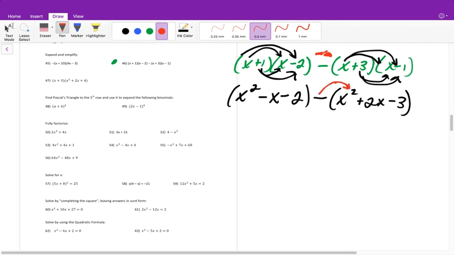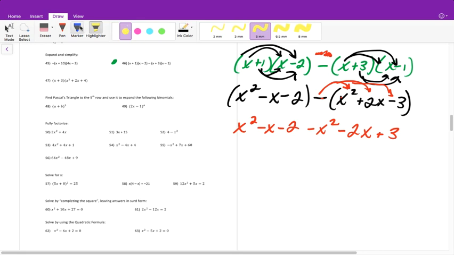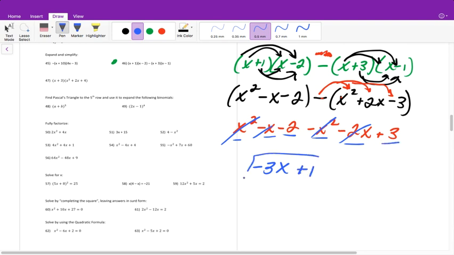We need to now distribute this negative sign in, and then it turns to an addition problem. So it'll be x squared minus x minus 2. Negative times x squared is minus x squared. Negative times 2x is minus 2x. Negative times negative 3 is plus 3. And now we will combine our like terms. Well, here we have x squared and negative x squared, so that cancels. Negative x and negative 2x, so that will give me negative 3x. And negative 2 plus 3 gives me plus 1. Final answer.